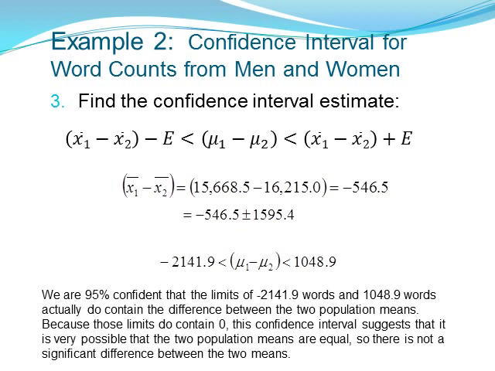And because if you go from that negative number to that positive number, you are going to go over the number 0, then since those limits do contain 0, that means that it's very possible that the two population means are equal. So there's not a significant difference between the two means. So whenever your numbers, one's negative and one's positive, you can make the same conclusion, and you would say that because the limits contain 0, then it suggests that it's possible that the two means could be the same.